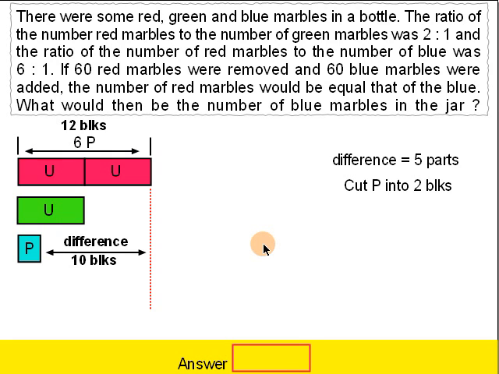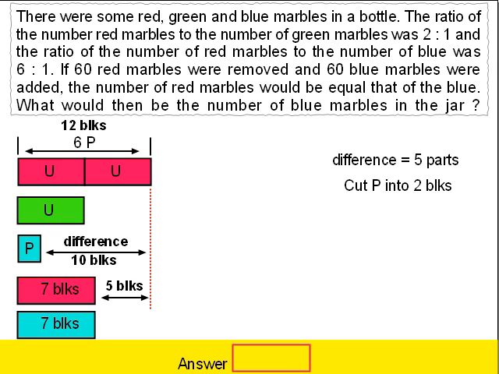So then to make the red and blue model the same, assuming that I take away 5 blocks of red, red will be 7 blocks left. Then I add 5 blocks to blue. Blue initially 2 blocks, so add 5 becomes 7 blocks. So they are equal now. Then we know that the difference of 5 blocks is equal to 60 marbles.